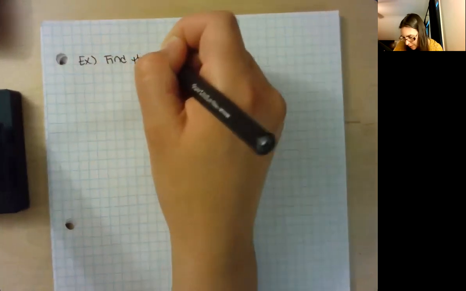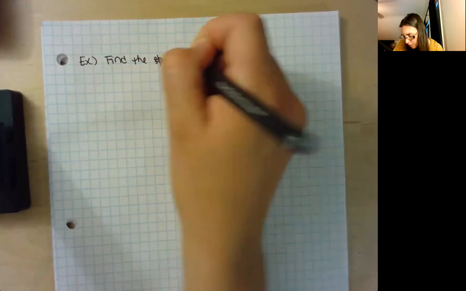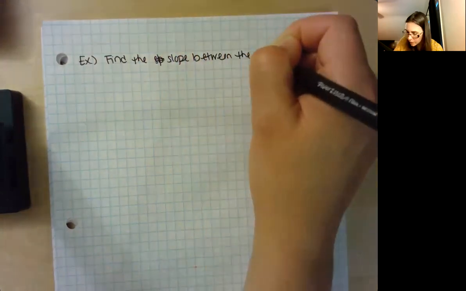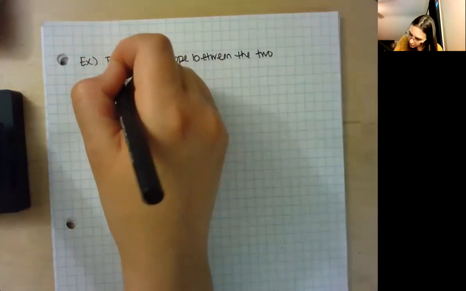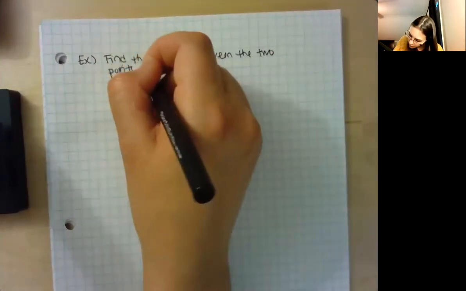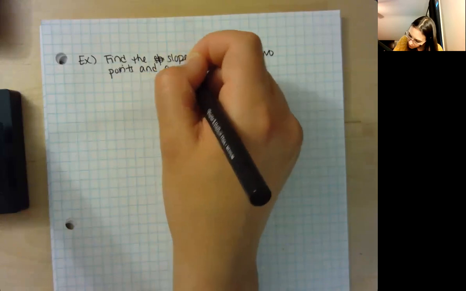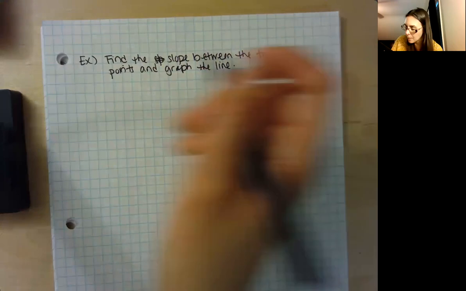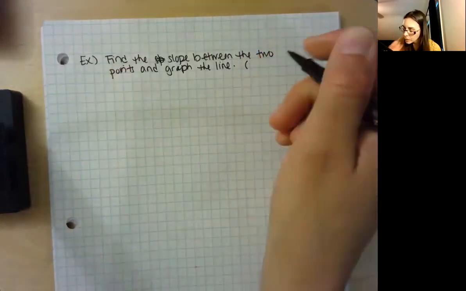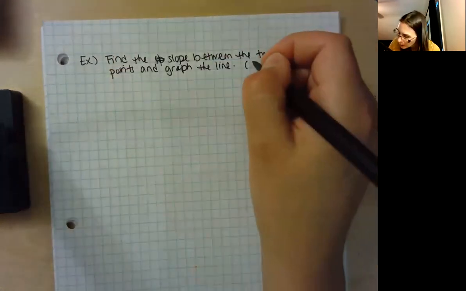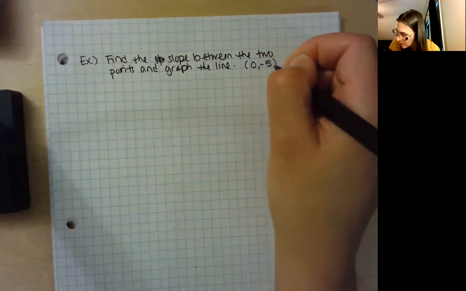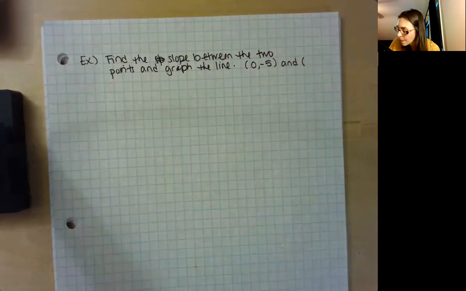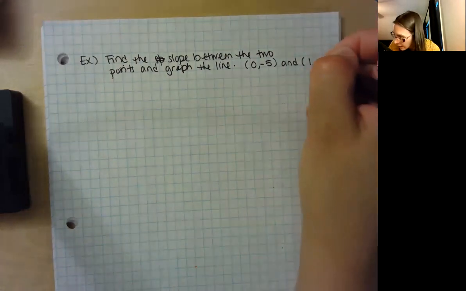Oh, sorry, find the slope between the 2 points and graph the line. Okay, so here are my 2 points this time. I'm going to use the points 0, -5, and 1, -10.